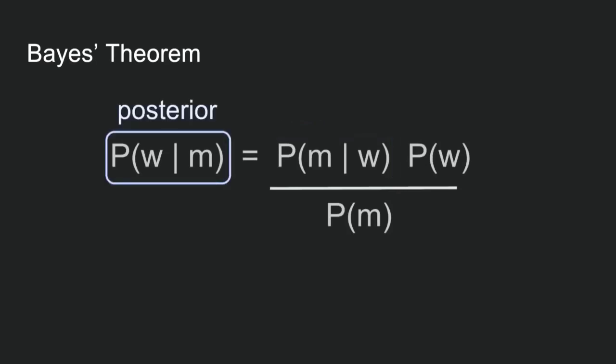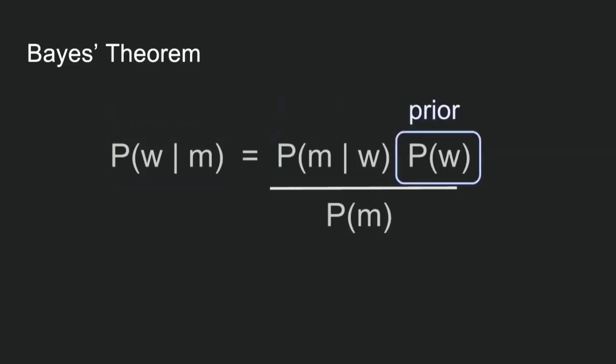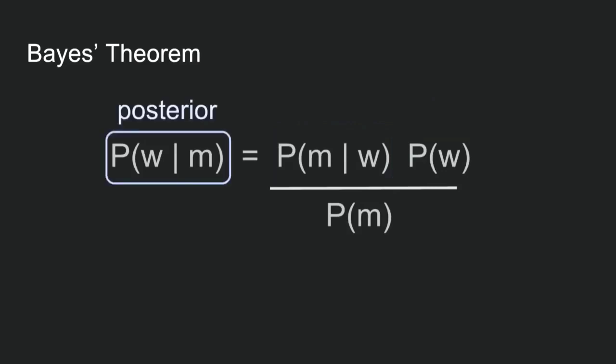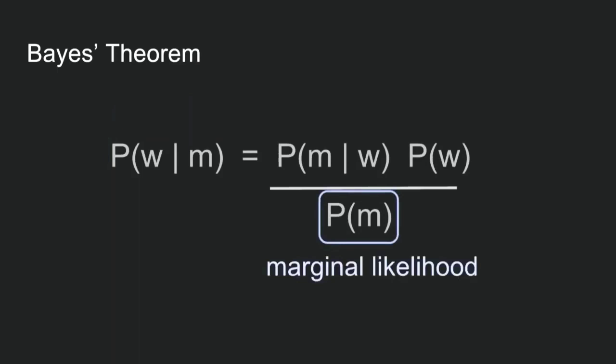And then the posterior is what we believe about her weight given those measurements. So you can think of this as we start with a belief, we take some measurements and we update it, and then we have a new belief when we're done. This term on the bottom we're going to ignore for the most part. It'll be a constant, but it's called the marginal likelihood.